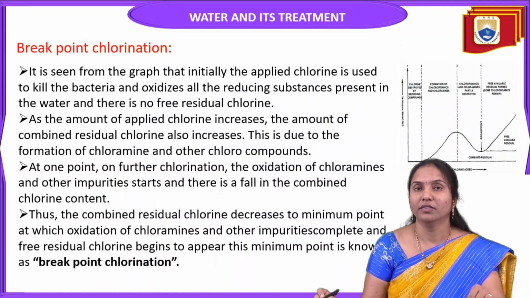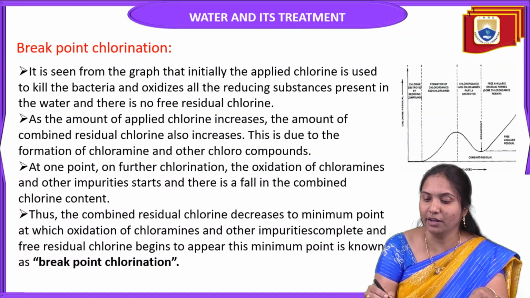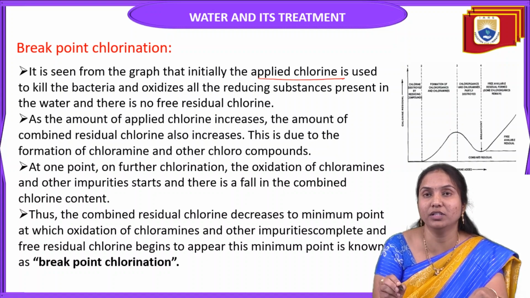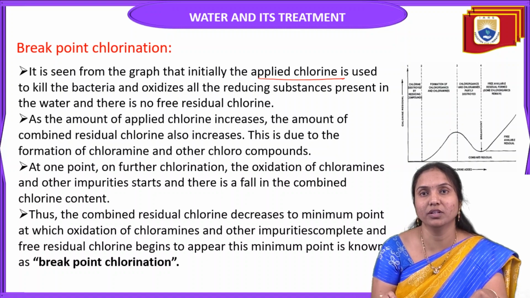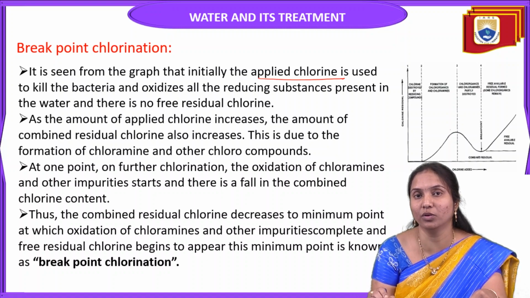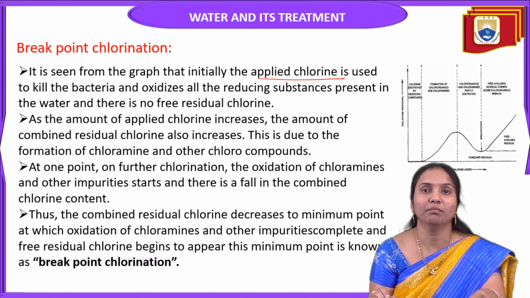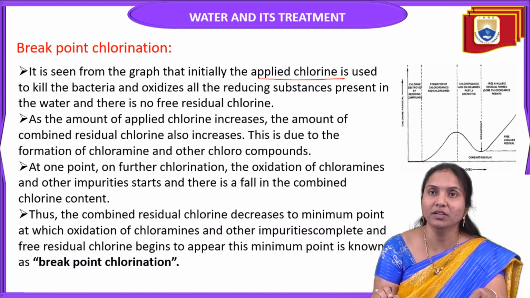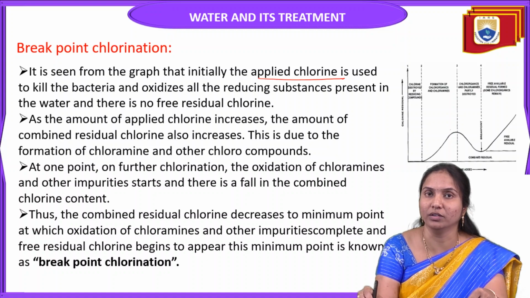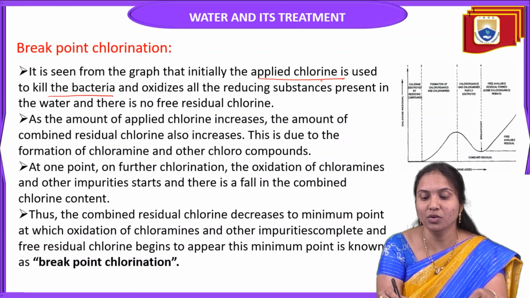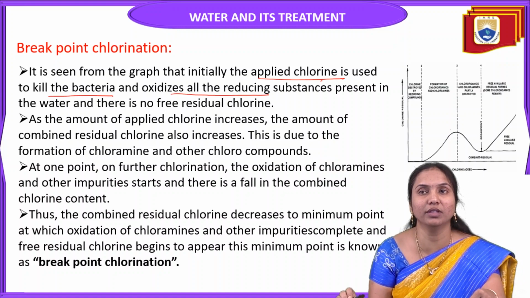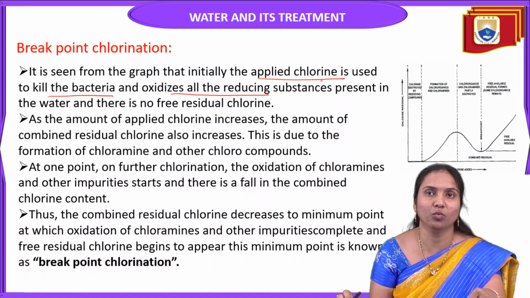So see here, for example, in this graph, initially the applied chlorine is used. For what purpose did we add chlorine to this water? To kill the bacteria. When we are adding applied chlorine, it is used to kill the bacteria and also oxidizes all the reducing substances present in water.